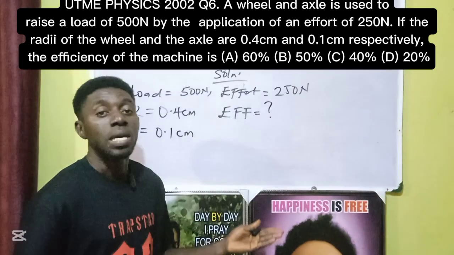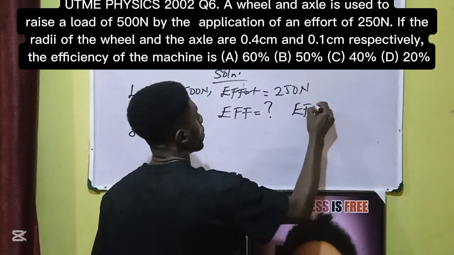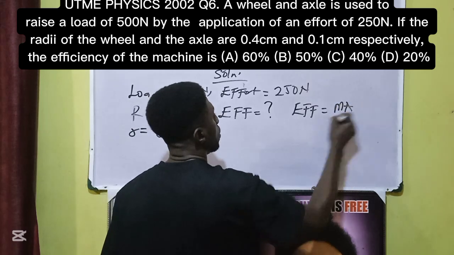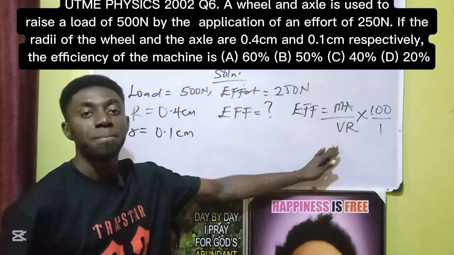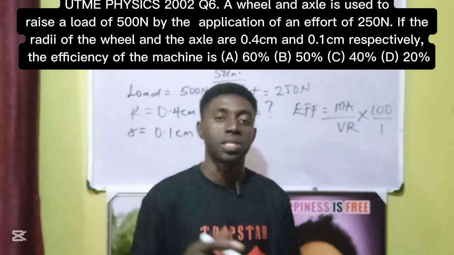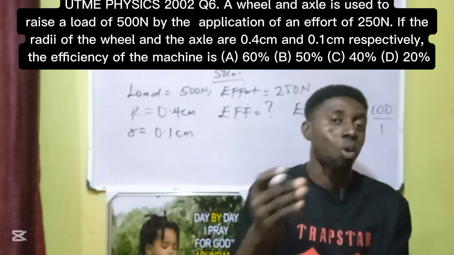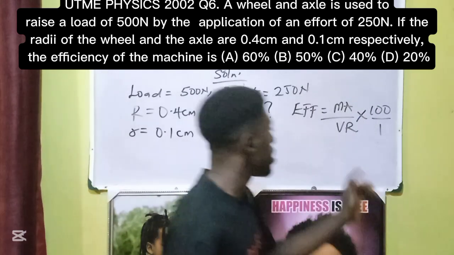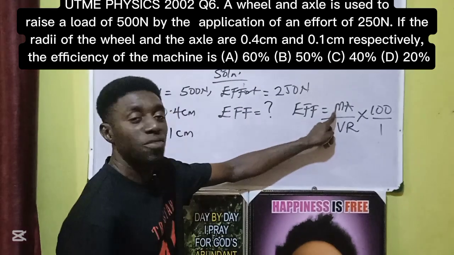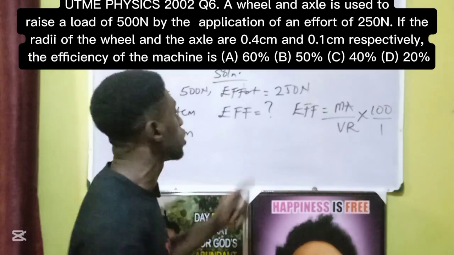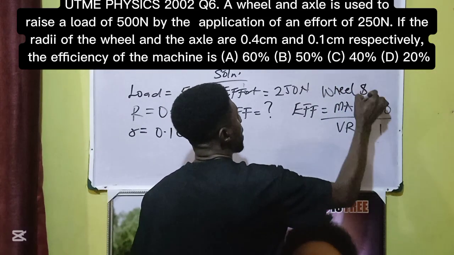Then we can solve. A machine has a formula for finding efficiency. The formula says efficiency is equal to MA over VR times 100 all over 1. A very simple formula. MA stands for mechanical advantage. Every machine has an advantage over man, mechanical advantage. That's why it's a machine. Then VR stands for velocity ratio. So we'll take it gently. We don't know the mechanical advantage. We don't know the VR of this particular machine called wheel and axle.